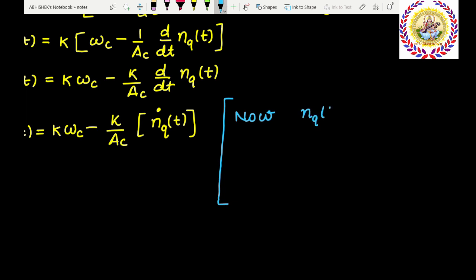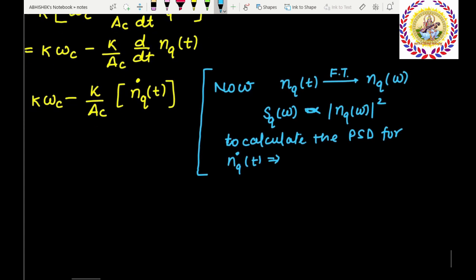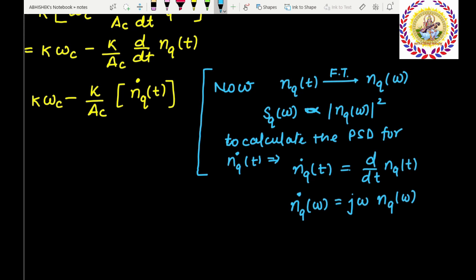Nqt, let us suppose, has the magnitude spectrum nq omega. Now its power spectral density, let us suppose Snq omega, is directly proportional to the magnitude of nq omega whole square. Now to calculate the PSD, nq dot t will be equal to d by dt nqt, by applying the derivative property of the Fourier transform. So we take the Fourier transform on both sides. The power spectral density can be calculated with the help of nq dot omega, which is equal to j omega nq omega.